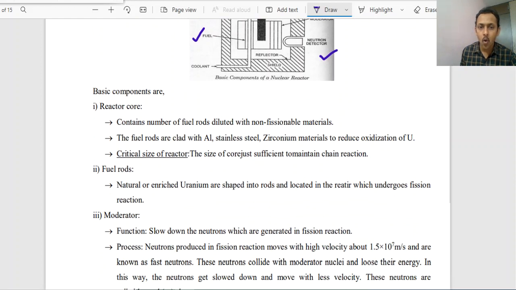Obviously, the reactor core is going to contain a number of fuel rods. These fuel rods are to be cladded with aluminum, stainless steel, or zirconium materials in order to reduce the oxidation of the uranium. The fuel rods are made up of natural or enriched uranium, shaped into the form of rods which will be located in the reactor, and those fuel rods are going to undergo the nuclear fission reaction.